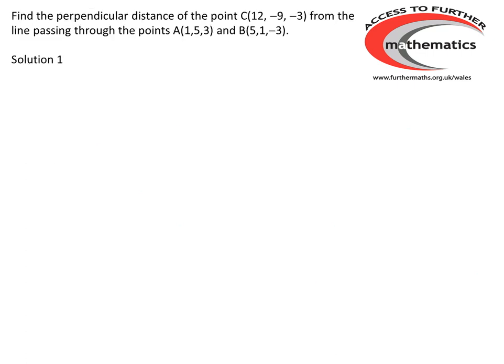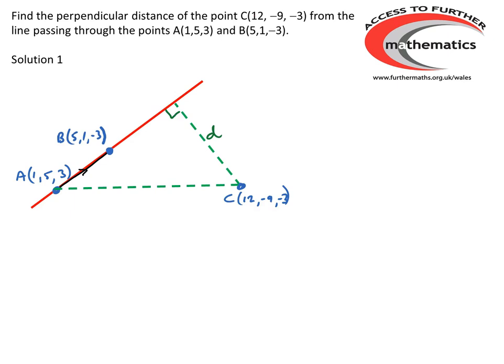And finally, we move on to our final example, but we're going to have a look at two possible ways of solving this question. So we want to find the perpendicular distance of the point (12, -9, -3) from the line through the points (1, 5, 3) and (5, 1, -3). Okay, well, we'll start off with a sketch diagram. So we've got the points A and B giving me the line, and we can straight away work out the direction vector for the line as (4, -4, -6).